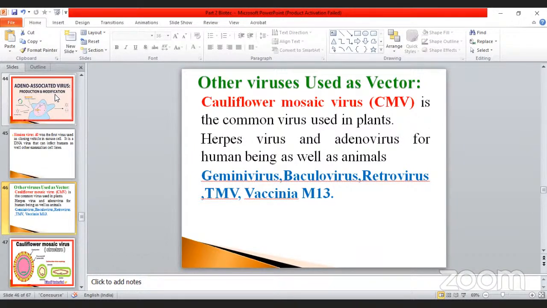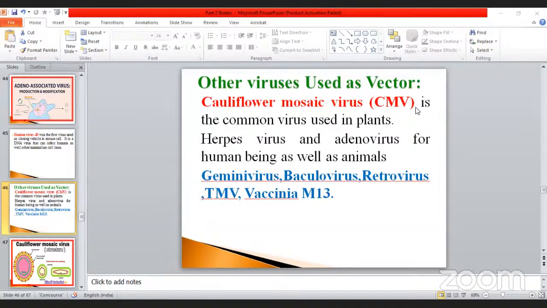The disease name is called mosaic. So what is the meaning of mosaic? Take a small white color board as an example and put more than one color on it. What happened? It looks like a mosaic. It means different colored patches are present on the leaves. In cauliflower mosaic virus, the cauliflower leaves are affected by this disease. The plant leaves look mosaic in nature. That's why it is called cauliflower mosaic virus, simply called CMV.